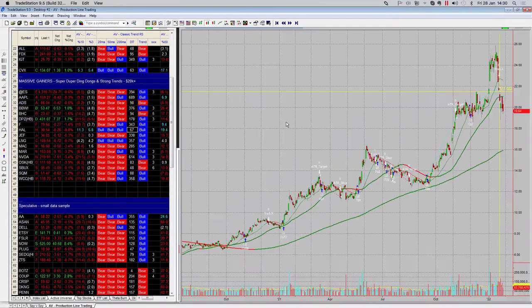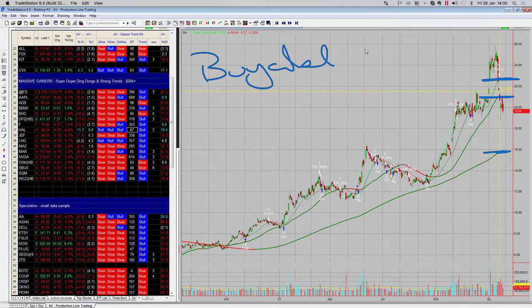I'm going to go back to Ford, which was our example. I'm just going to zoom out slightly. Okay, so what I'm looking at is for price to be a buyable dip. So what is a buyable dip?